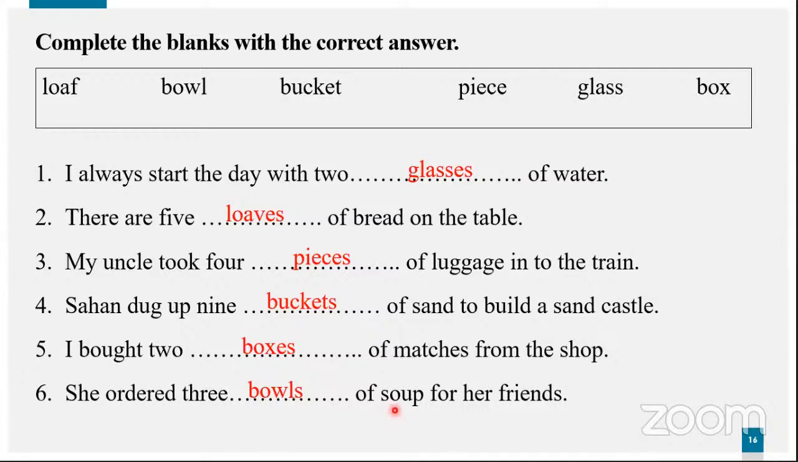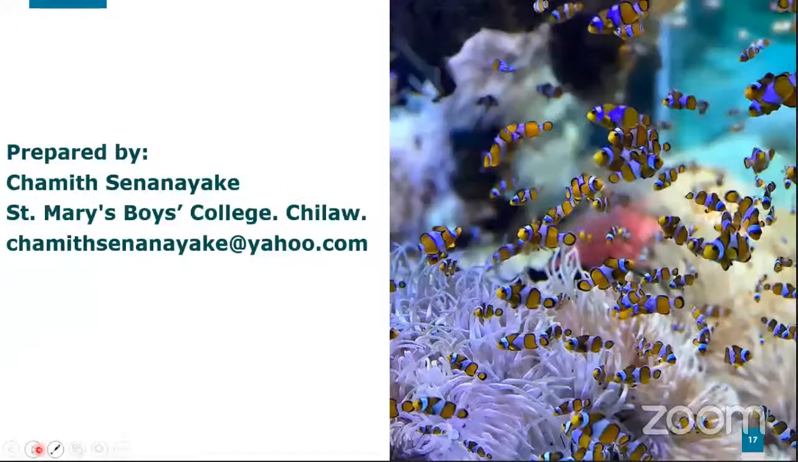We made these uncountable nouns plural by using quantifier words in front of them, right? Soup, matches, sand, luggage, bread, water. They are uncountable nouns, right? We made them plural by adding these words in front of them. I think you may have got an idea about uncountable nouns, and how we make them plural with this lesson.